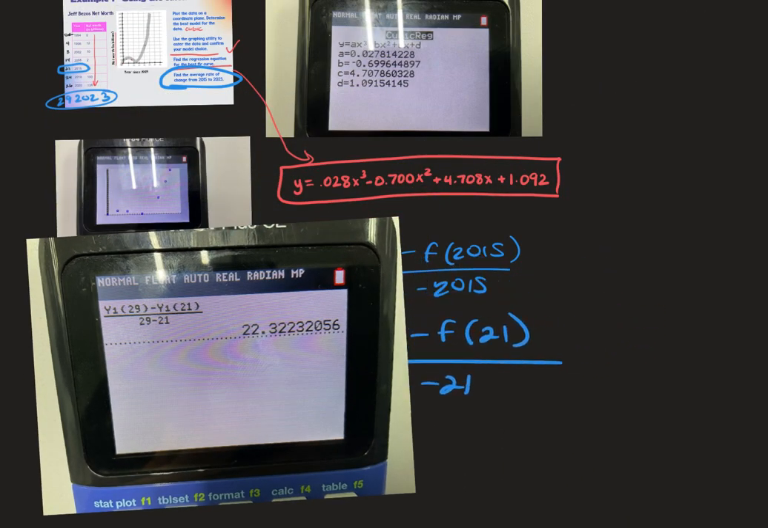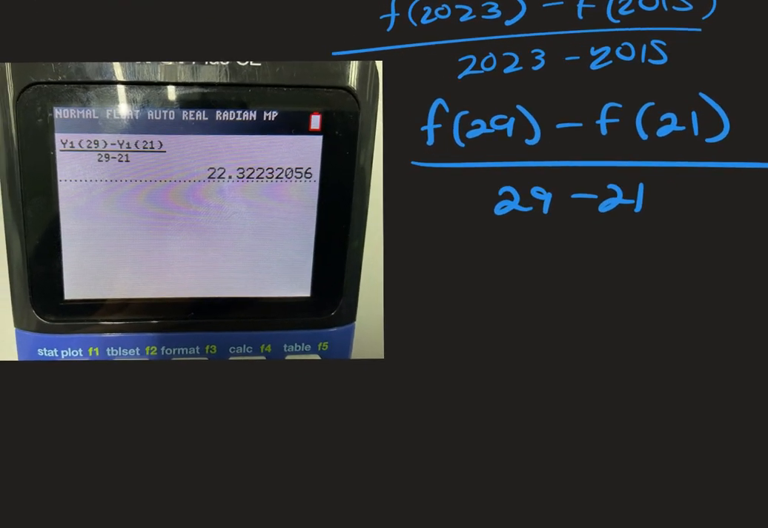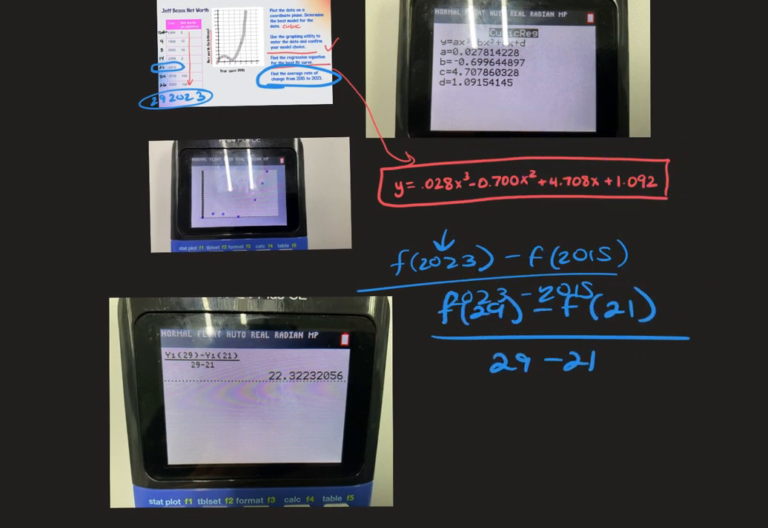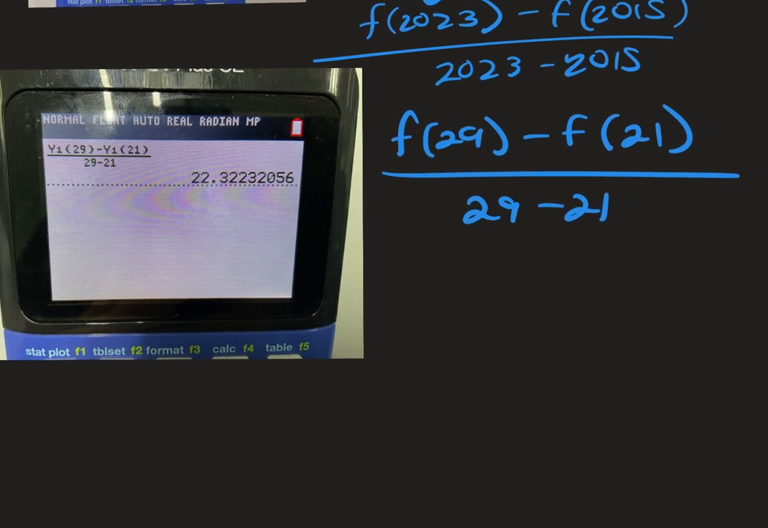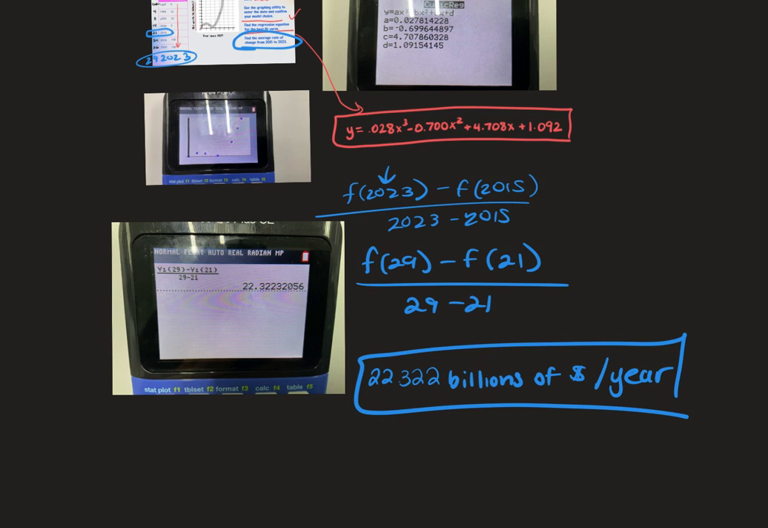Miss Chris was right. Wait a minute. So the rate of change from 2015 to 2023 is 22.322, and it's billions of dollars per year. Just throw one of those our way, huh? Yeah, you're putting it in terms of a rate, so you want to be specific. If it was a real world thing and it gives you the units, you need to make sure you include it.